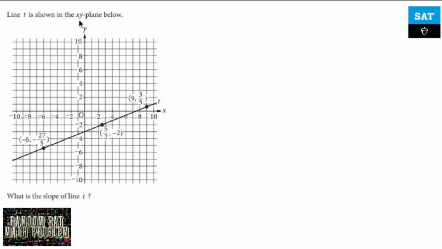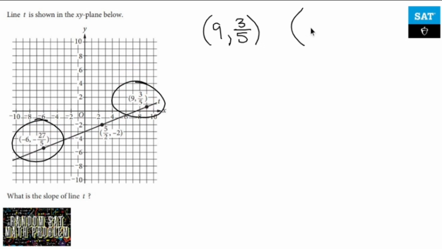Line t is shown in the xy plane below. What is the slope of line t? I'm just going to use the old-fashioned slope formula. Let me use these 2 points because they're a little bit more pleasant. I'll rewrite them a little bit larger so that you can see. This is the calculator section, so I'm allowed to use my calculator. Actually, you know what? I like the fact that this is over 5, so I'm going to use this point and this point because that's also over 5. That might be a little bit more beneficial for me.